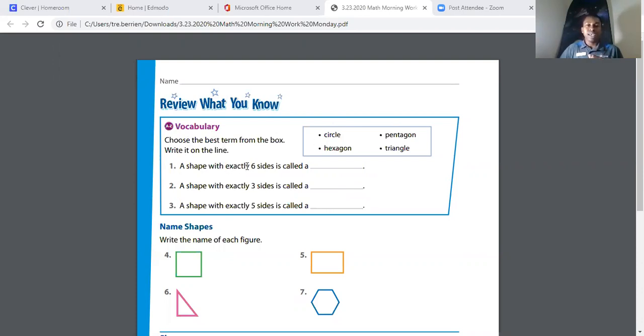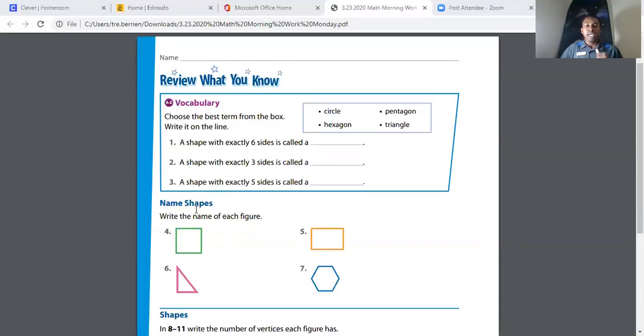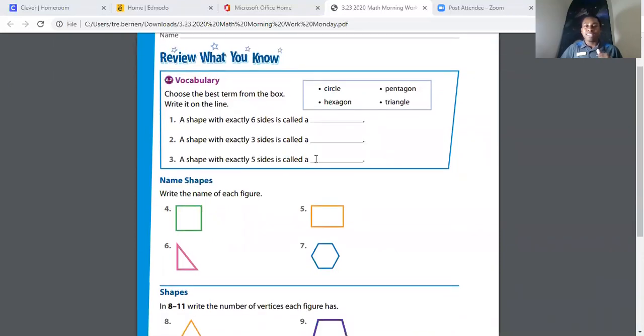Number one says a shape with exactly 6 sides is called a blank. It should be a hexagon. So for those that got hexagon, that is the correct answer. Well done. Number two, a shape with exactly 3 sides is called a, this one we're familiar with, it's a triangle. We knew that right off the top of our head. Number 3, a shape with exactly 5 sides is called a, and what was that? It's a pentagon. A pentagon is a shape with exactly 5 sides. That was pretty simple, 1, 2, and 3.